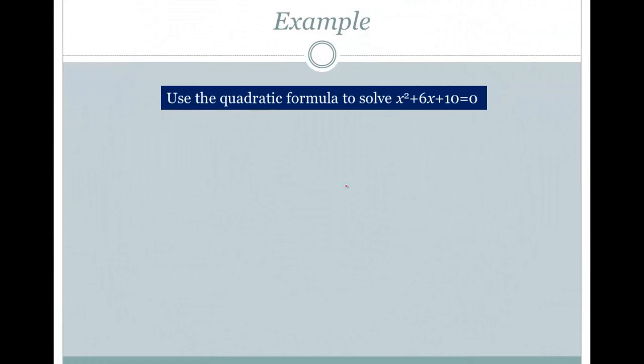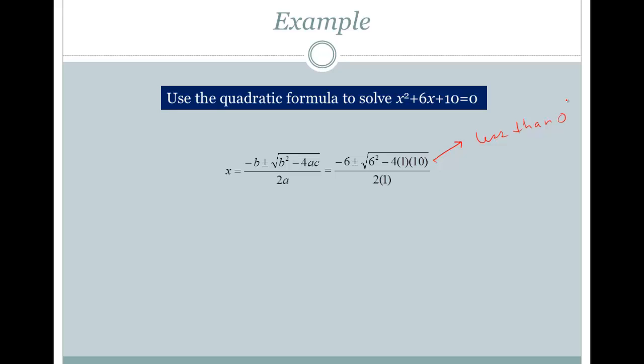I use the quadratic formula. We know the quadratic formula: negative b plus or minus the square root of b squared minus 4ac, over 2a. And here I simply plug in. The discriminant here is going to tell me what type of roots I'm going to have. What you should notice is I got 36 minus 40, so the discriminant is going to be less than 0. Because it's less than 0, it tells me I'm going to have two imaginary roots.